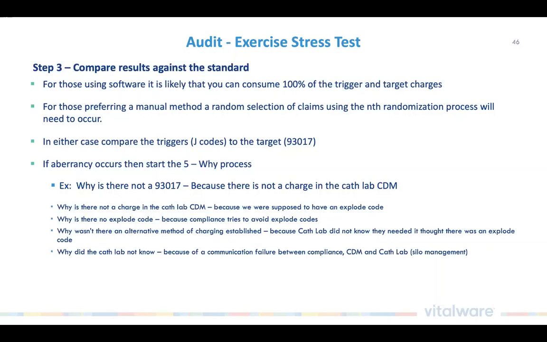And this is silo management at its best. So hospitals will say, I can't do explode codes, except for this and that. But the department doesn't know that. And they have an expectation that when I do X, I'm going to automatically get Y.